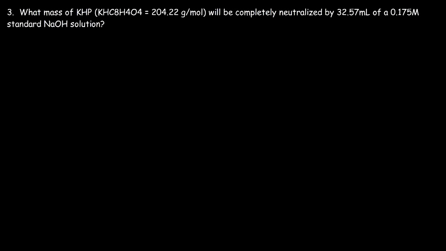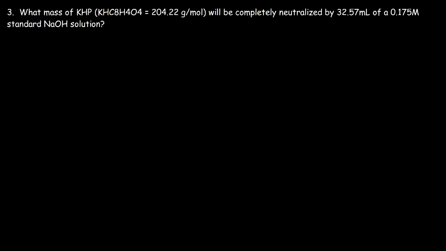Number 3. What mass of KHP, potassium hydrogen phthalate, will be completely neutralized by 32.57 milliliters of a 0.175 molar standard sodium hydroxide solution? So what do you think we need to do in this problem? We need to understand that KHP is a monoprotic acid, and we can't use the formula M1V1 equals M2V2 because that formula doesn't correspond to mass. So the best way to get the answer is by stoichiometry.